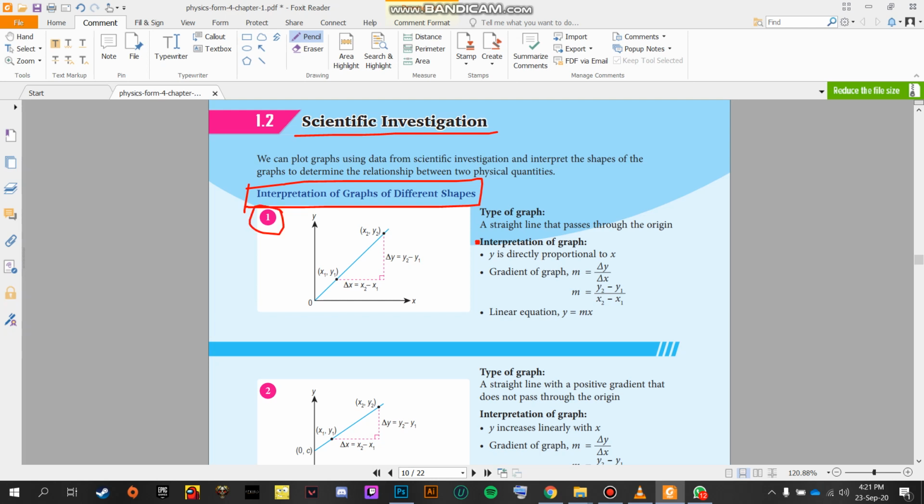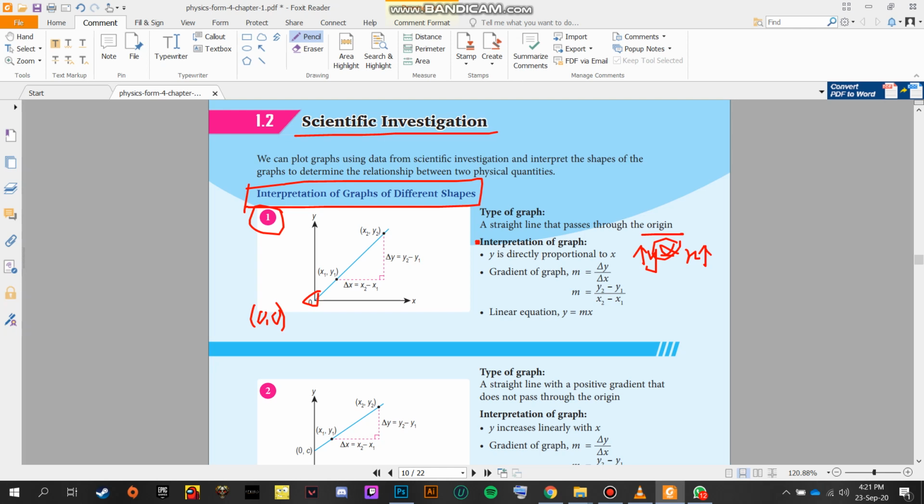The type of graph is a straight line that passes through the origin. The origin itself is here, where the coordinates are 0 and 0. It passes through the origin. Now the interpretation of the graph is y, which is this one, is directly proportional to x, which means when the y increases, the x will increase proportionally. Proportionally meaning it will increase in a straight line from the graph.